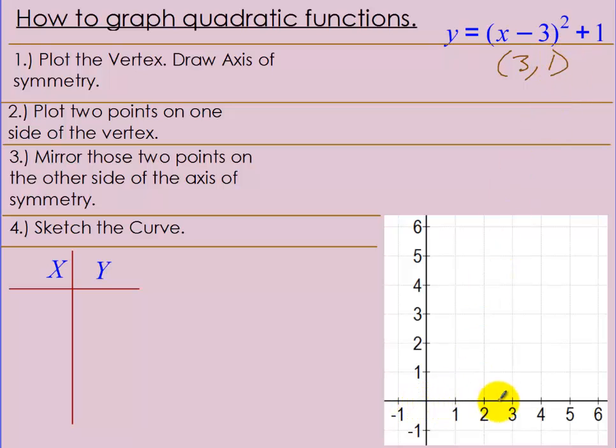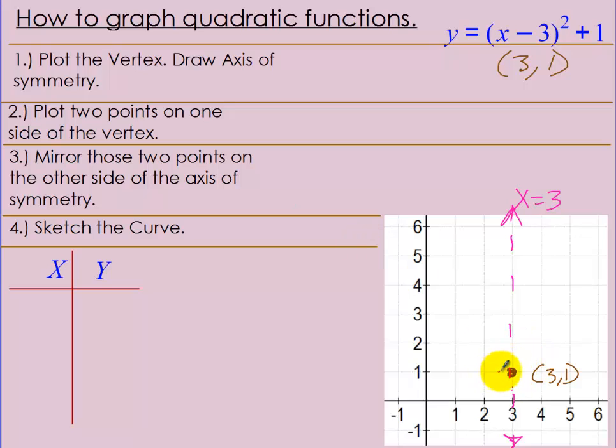So I'm going to plot that vertex 3, 1, just like this, and I'm going to label it 3, 1. And then I want to draw an axis of symmetry through it. So that's going to be a dotted line straight up and down, just like this, axis of symmetry. So straight through that line at 3, we can even label the axis of symmetry x equals 3. Alright, so done.